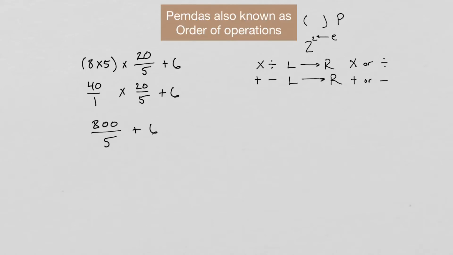Now scanning from left to right, we see we have a division problem. Division comes before addition in the order of operations. So we're going to do our division first. 800 divided by 5 equals 160, plus 6. Now 160 plus 6, final answer, we get 166.